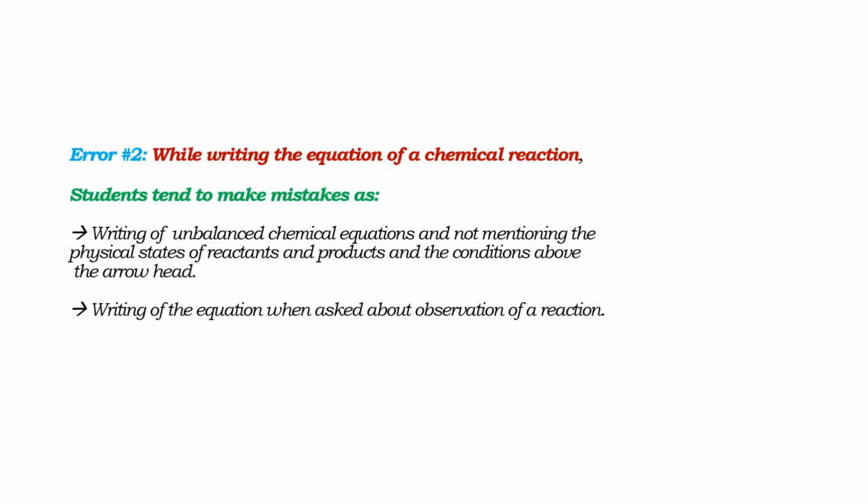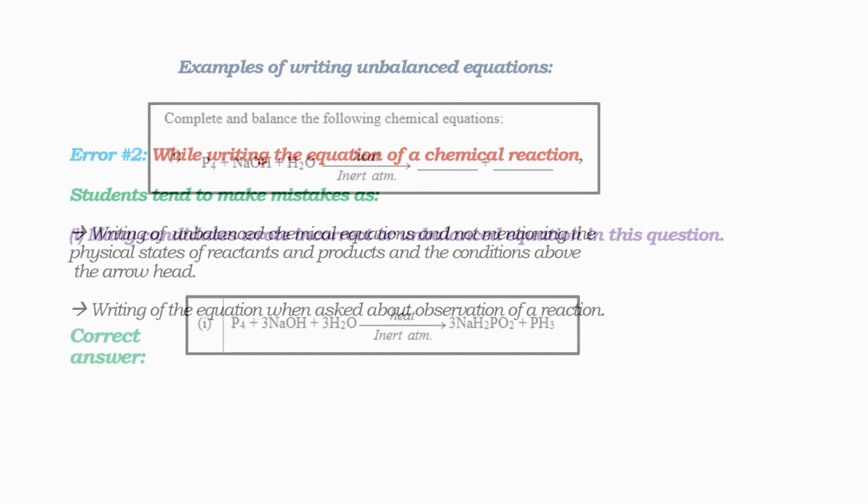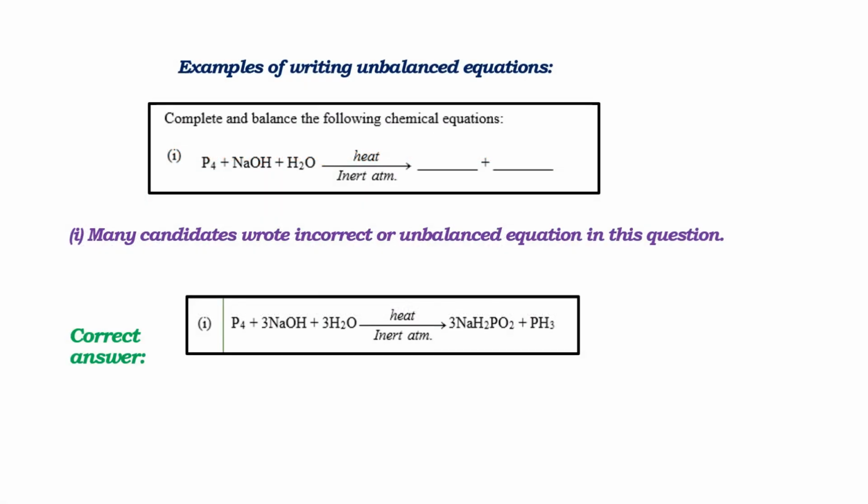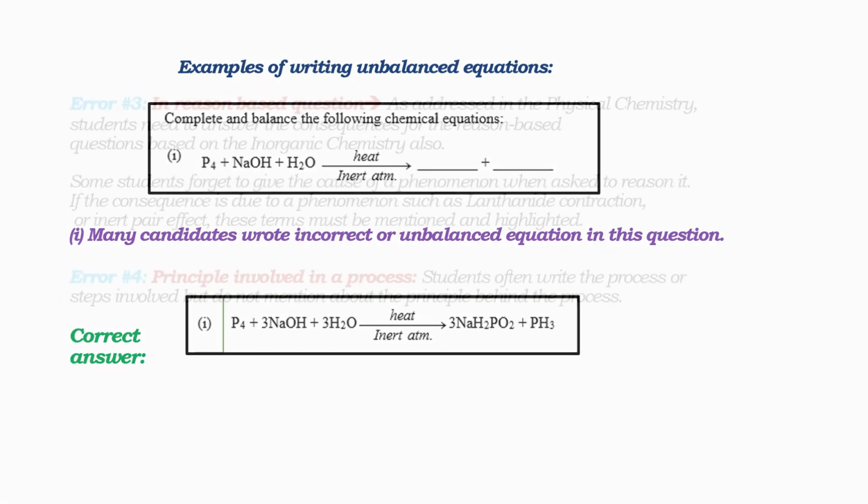Error number 2. While writing the equation of a chemical reaction, students tend to make mistakes such as writing unbalanced chemical equations and not mentioning the physical state of reactants and products and conditions above the arrowhead. They also write equations when asked about the observation of a reaction. Examples of writing unbalanced equations. Here in this question, many students wrote incorrect or unbalanced equations.